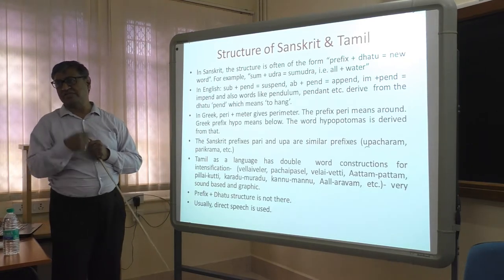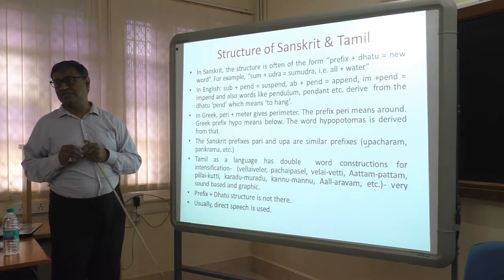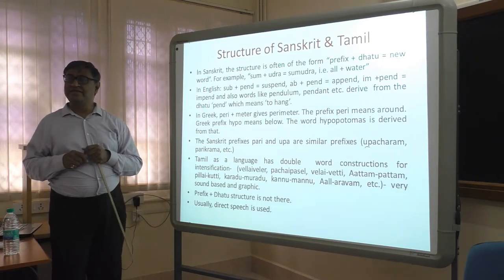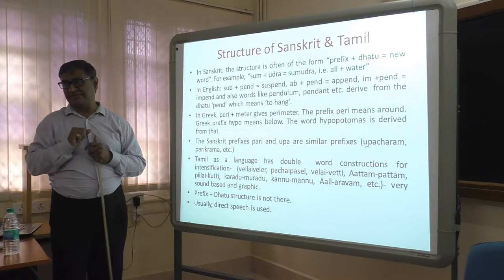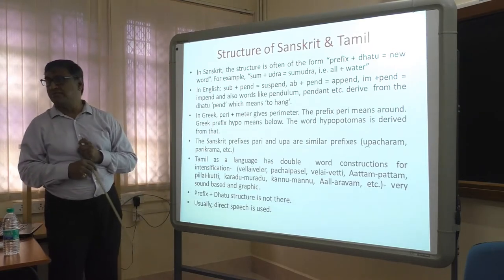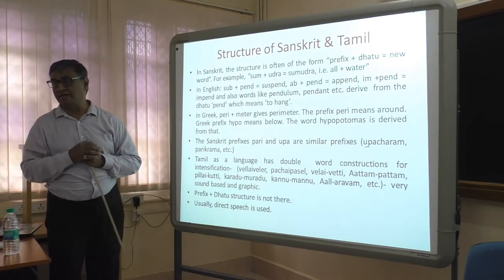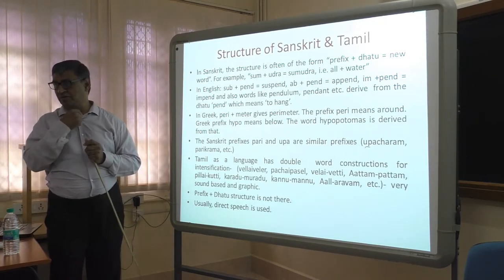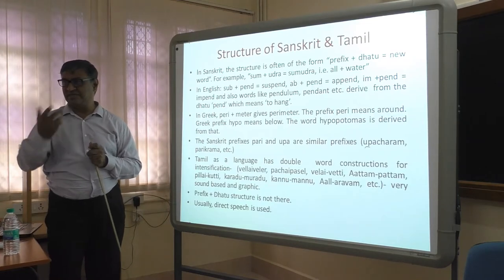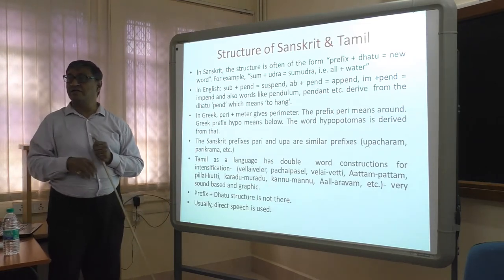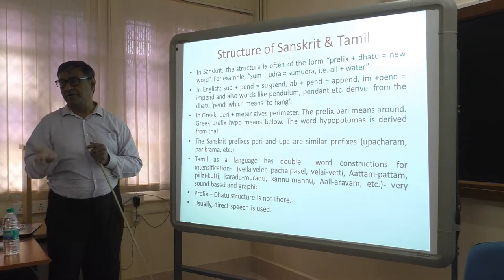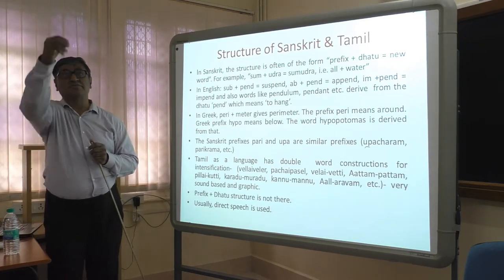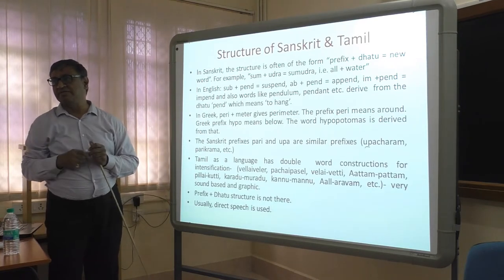The structure is different. It follows a general European structure. Most Indo-European languages have a structure where there is a dhatu, and there is a prefix. You take a root like pend. The word pend means to hang. Pendulum, pendant. Pendulum is oscillating, and pendant is basically a necklace kind of thing. And you can make many words with that. Append, suspend, impend. Impending danger means something as if hanging, about to fall.